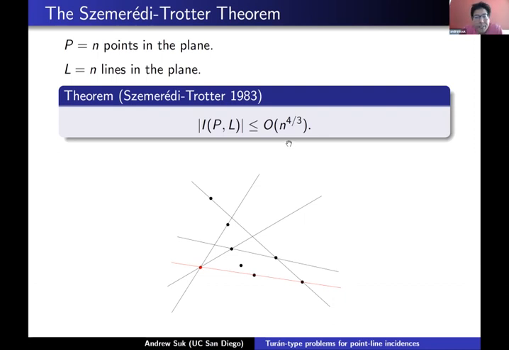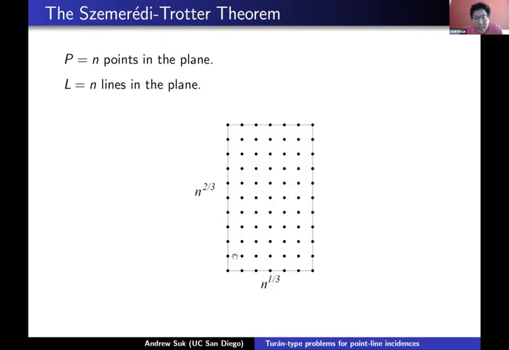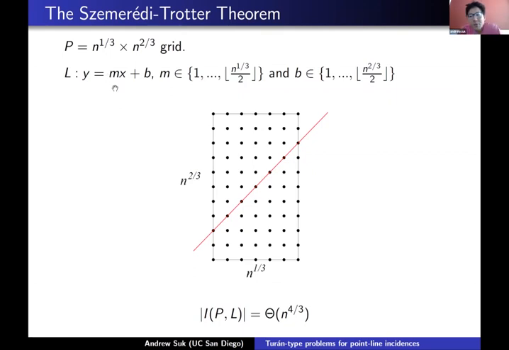This n to the 4/3 is tight by the following example. Just take the n to the 1/3 by n to the 2/3 grid. Let P be this set of n points. Then we generate roughly n lines with the equation y equals mx plus b, where the slope m will be some integer between 1 and this number here, and b, the y-intercept, will be some integer between 1 and this number over here. Since m has this many choices, and b has this many choices, we generate roughly n lines.